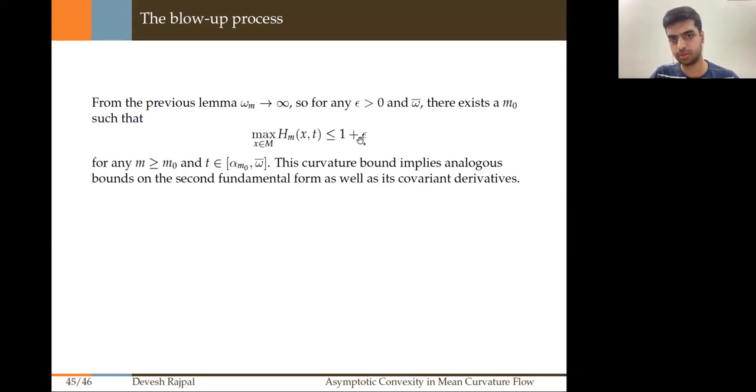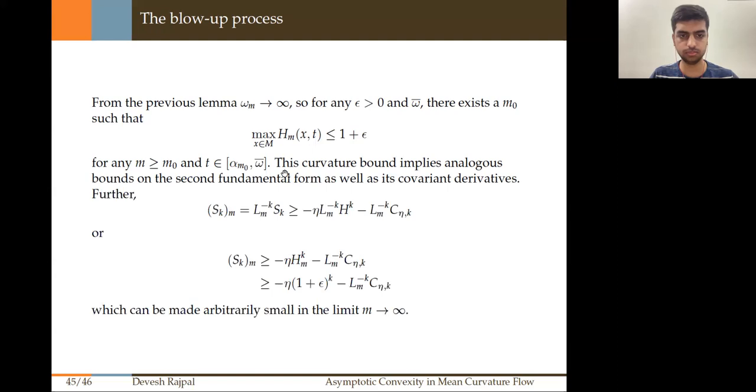This curvature bound on mean curvature will also imply bounds on the second fundamental form as well as covariant derivatives. Further observe this: the k-th symmetric polynomial of principal curvature also gets rescaled. In particular, it gets rescaled by the same factor as mean curvature, so L_m raised to minus k.